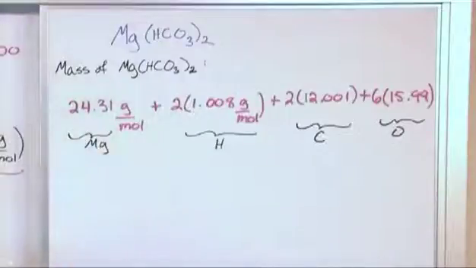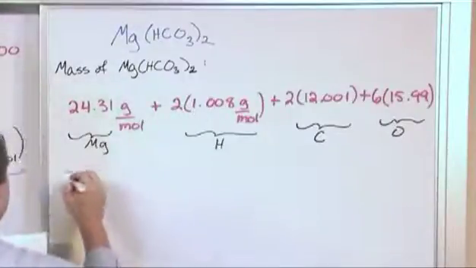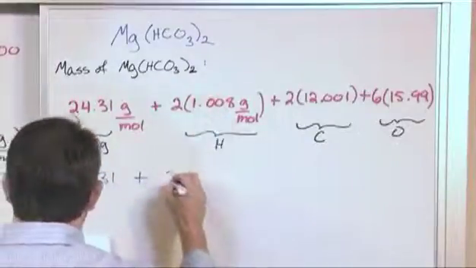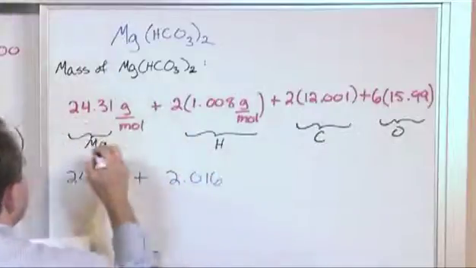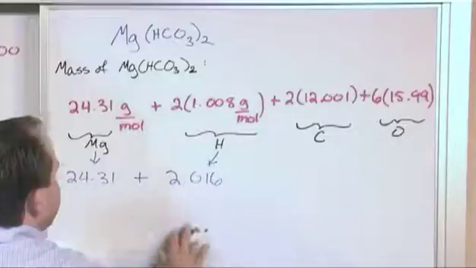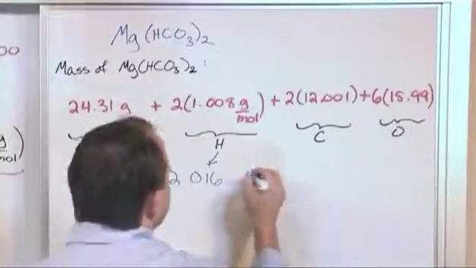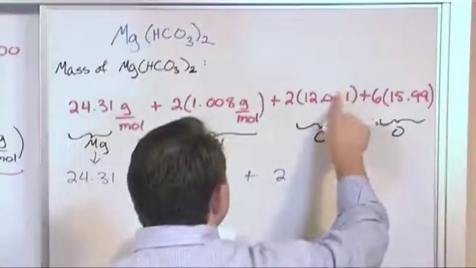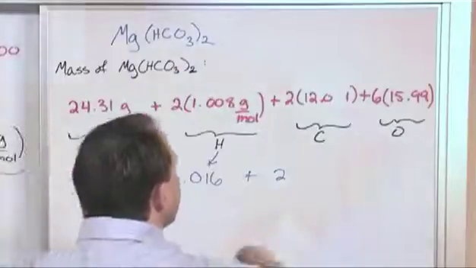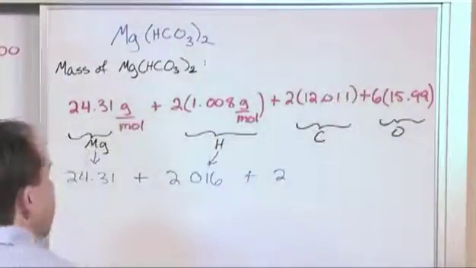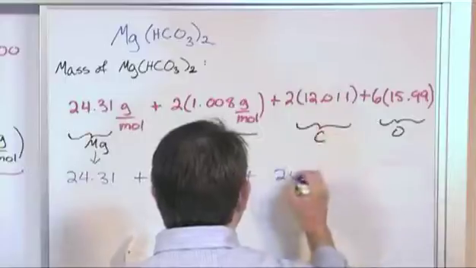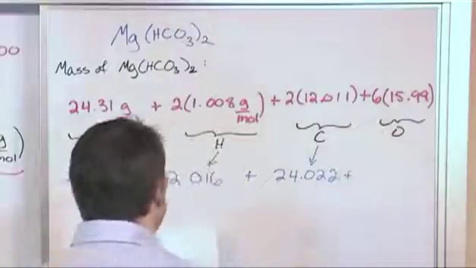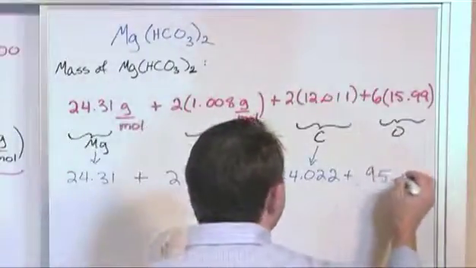Now let's go ahead and do a little simplification. So this guy stays the same, it's 24.31 plus 2 times this guy is going to give me 2.016. So the magnesium goes with this number, the hydrogen goes with this number. This is grams per mole, right? Plus 2 times the 12.011, we do 2 times this, we're going to get 24.022, so the carbon goes with this, plus 6 times the 15.99 is going to give me 95.94.